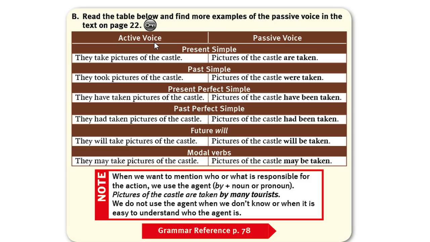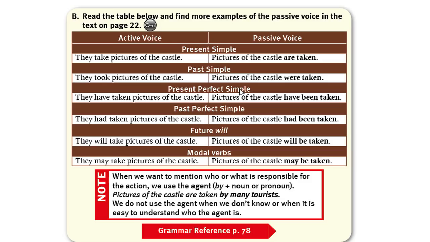Passive voice examples. Active voice مبني للمعلوم، Passive voice مبني للمجهول. في حالة present simple المضارع البسيط نستخدم They take pictures of the castle. Pictures of the castle are taken. فاستخدمنا فعل من أفعال be am is are، وفي هذه الحالة are لأن الفاعل جمع. بينما past simple الماضي البسيط They took pictures of that castle. الآن هذا ماضي فعلينا أن نستخدم فعل من أفعال be الماضي. Pictures of the castle were taken، واستخدمنا were لأن الصور جمع.